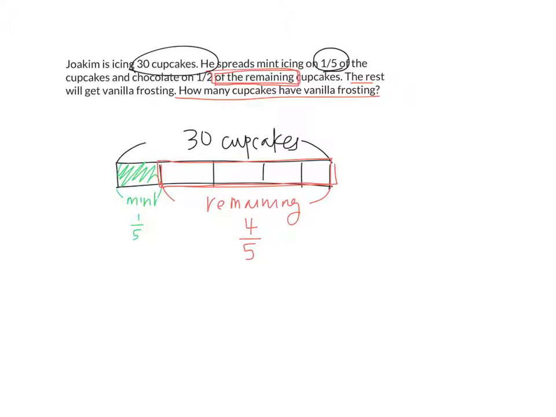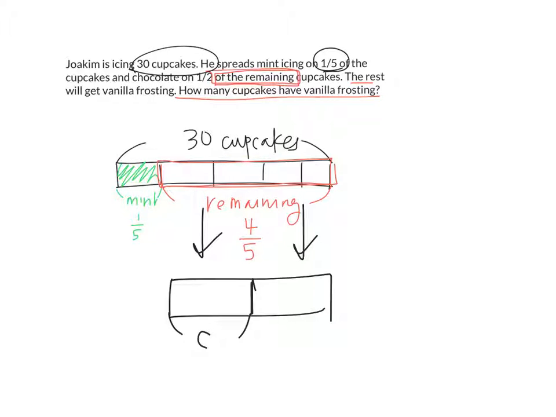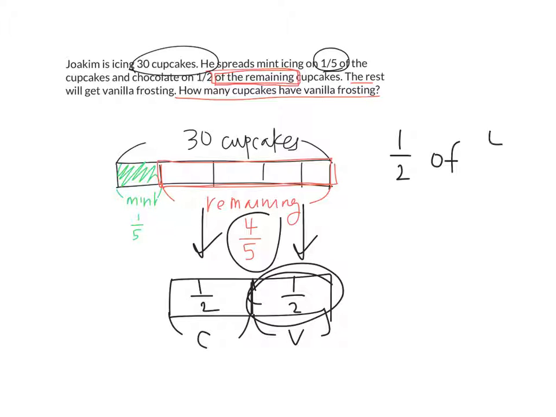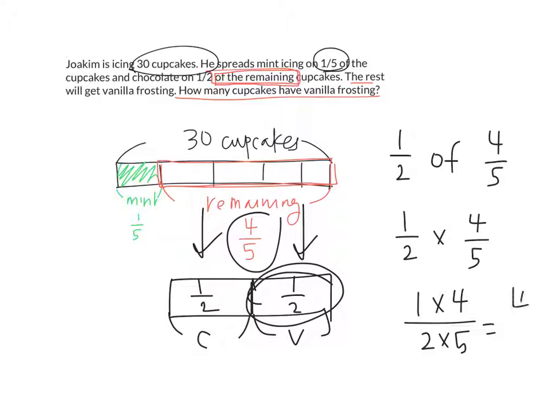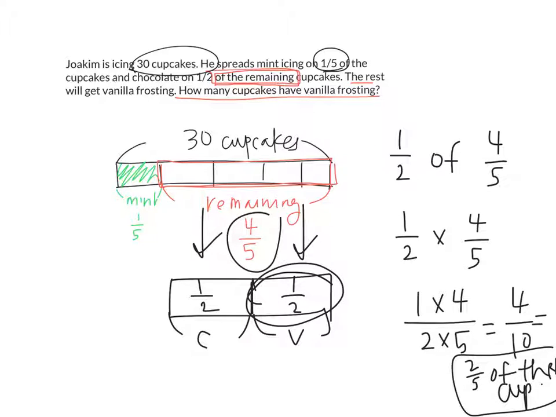So of those 4/5, 1/2 of them, so here's the 4/5. Let's zoom in, let's pretend like we're moving it down here. Half of them will be chocolate and half of them will be vanilla. So if the question is asking us how many are vanilla, it's going to be 1/2 of the 4/5. So 1/2 of 4/5. Now, of course, then we can do 1/2 times 4/5, which we know in the numerator is 1 times 4 over 2 times 5 in the denominator for a total of 4/10. And if we simplify that, that is 2/5 of the cupcakes.